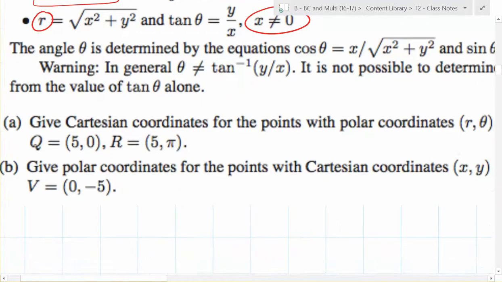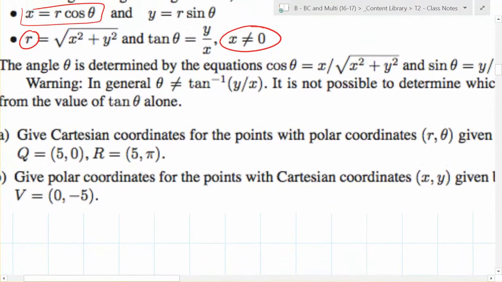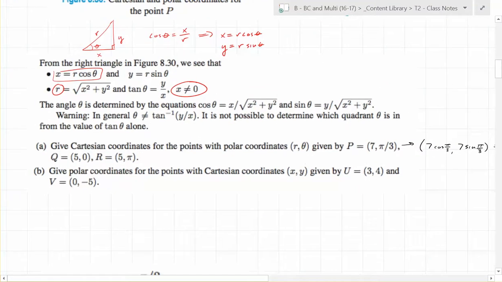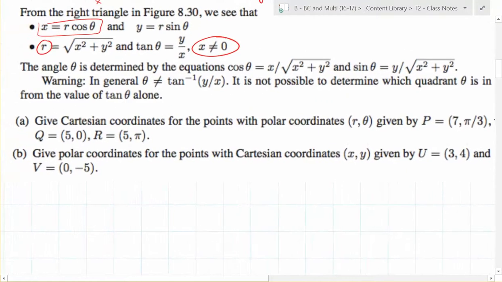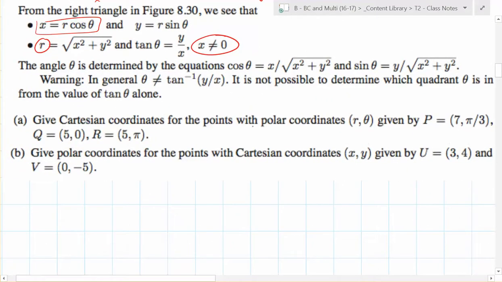Okay, so let's go back and forth here. So what does this mean? So given Cartesian coordinates for the points with polar coordinates r, theta. Remember, r is first and then theta. So let's say P is 7 and it's pi over 3. I could ask you to, if those are polar coordinates, what are the Cartesian coordinates?